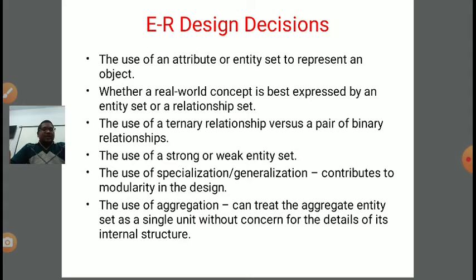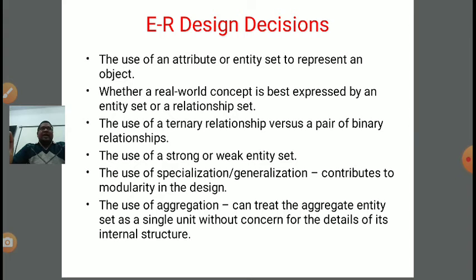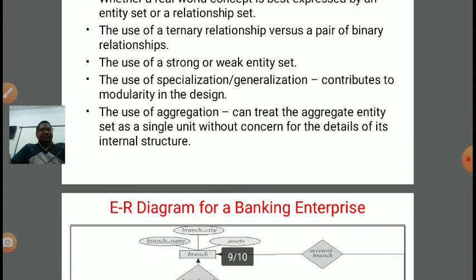The use of specialization and generalization is to contribute modularity in the design. Next is the use of aggregation. We can treat the aggregate entity set as a single unit without concern for the details of its internal structure. So without going into the background detail of any internal structure of an entity, we can make that entity an upper level abstract entity with the help of aggregation, right?